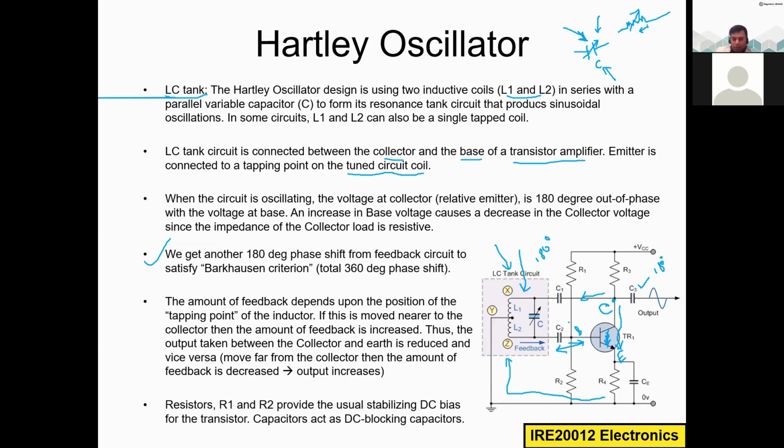The amount of this feedback voltage is really based on the tapping point of this inductor, L1 and L2. If I make this tapping point closer to the collector, then the amount of feedback is increased. Thus the output taken between the collector and the earth is reduced.